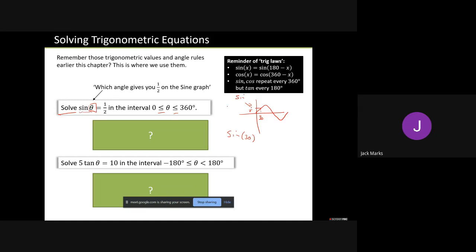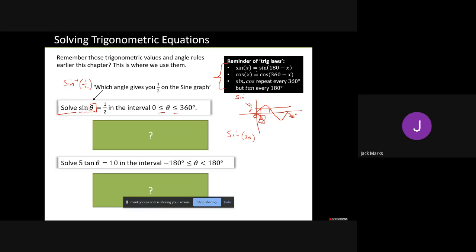But the problem with that is this is 0, and this is 360 degrees. If you extend the line of a half over, you can see there's actually more than one answer. And we need to use these rules from before to help us. In fact, if you do inverse sine of 1/2 on your calculator, it will say 30.